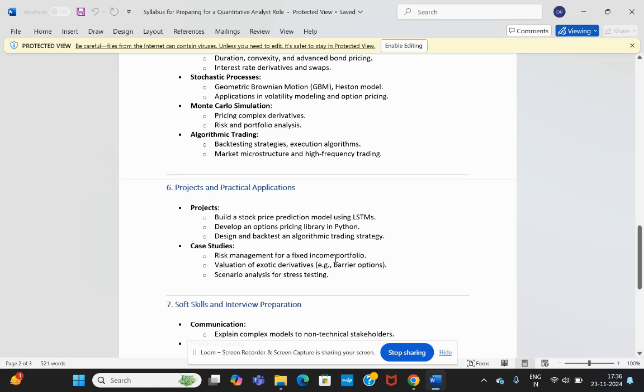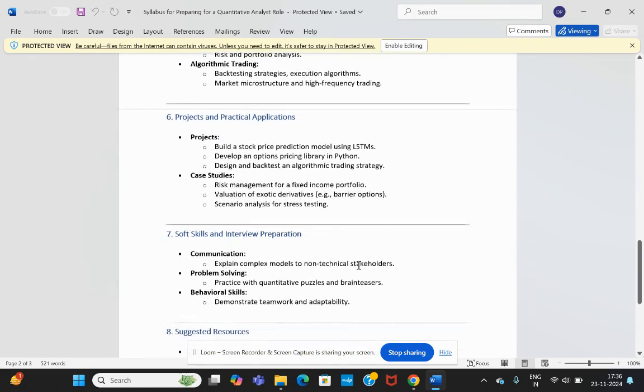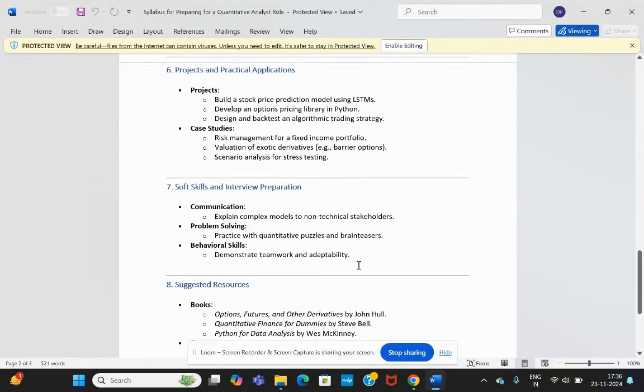After completing these, we will move to interview preparation and soft skills that you need to become a quantitative analyst in a top organization. So we will focus on communication: how to explain complex models to non-technical stakeholders. And then we will move to problem solving practice with quantitative puzzles and brain teasers, and behavioral skills, demonstrating teamwork and adaptability.